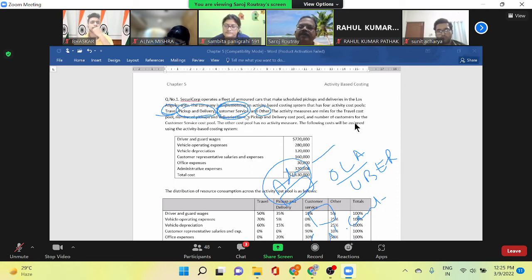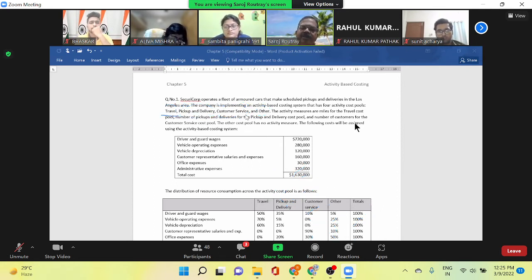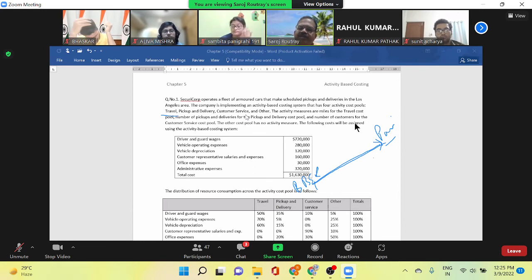Now, if you see this travel, it means traveling from one place to another. So from Bhubaneswar, somebody is hiring the car to go to Puri. So there is traveling expense.